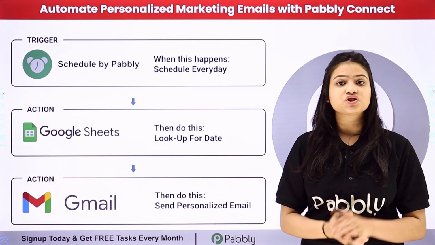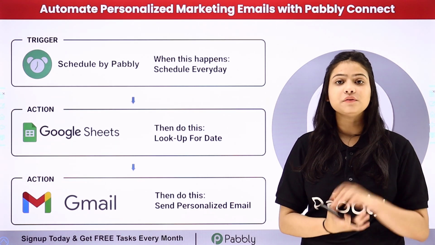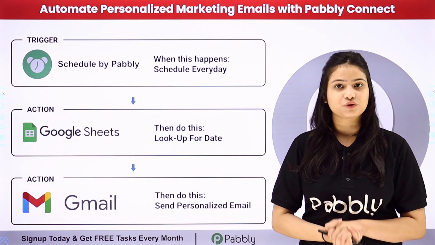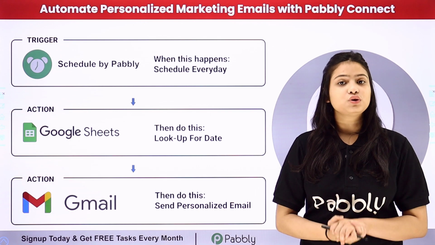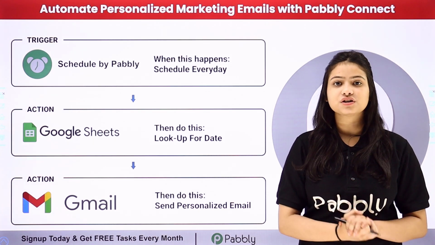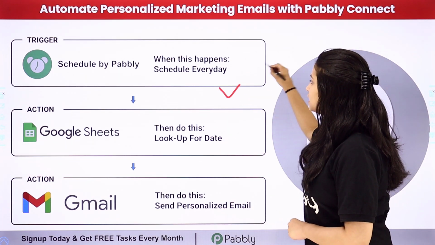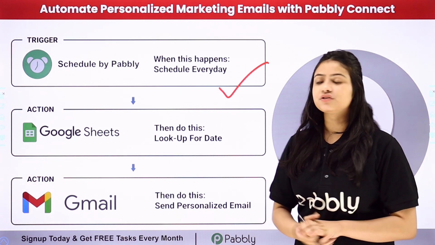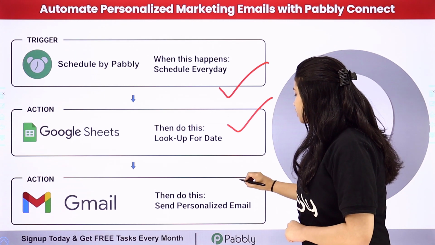And for creating this automation, I am going to use Pabbly Connect, which will enable me to set a connection between Google Sheets and Gmail, that too without any coding or programming skills. Now, Pabbly Connect works on two principles: trigger and action. So in trigger, first of all, we are going to take Schedule by Pabbly, which will enable us to schedule this workflow every day at a specific time. Then in action, we are going to take Google Sheets, and finally we are going to take Gmail.